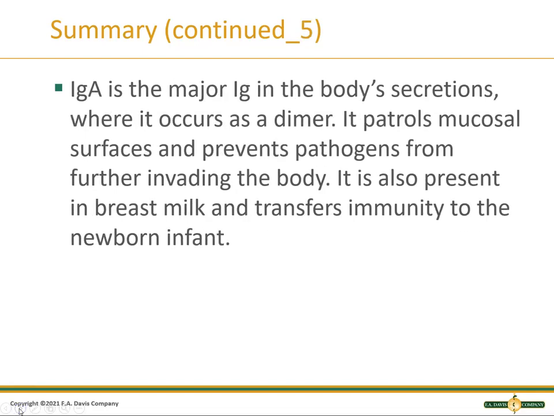IgA is a major immunoglobulin in secretions, and it's a dimer. Remember, it has that little J chain, and it has that little secretory component to it as it goes through the epithelial cells into the mucosal area. So it's in all the portals of entry, urogenital, respiratory, GI, to protect us from anything invading. So we've got innate and we've got IgA right there on the surface. It's also in breast milk, so it transfers passive immunity to the newborn infant in the breast milk.